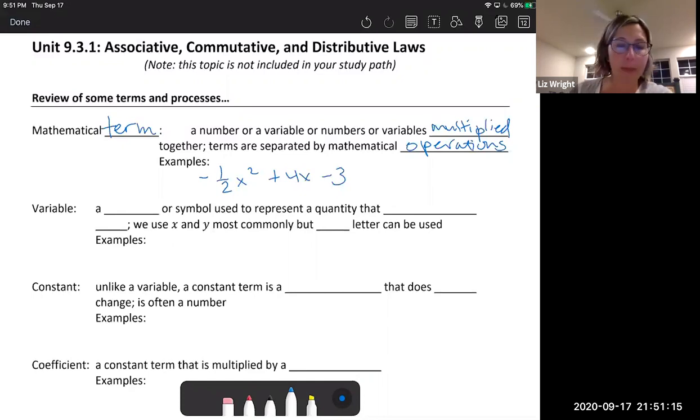So that might be something that you're jotting down, right? That mathematical expression right there is actually called a trinomial, made up of 3 mathematical terms. And so I'm just going to write that in.